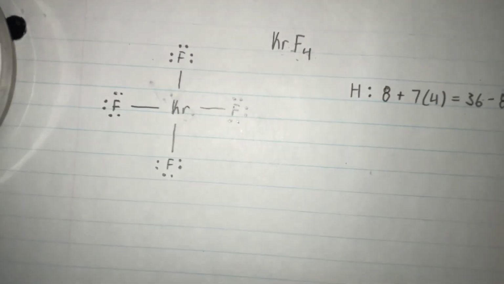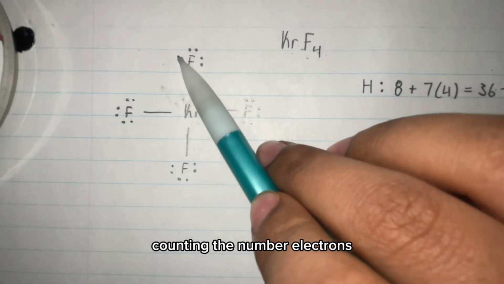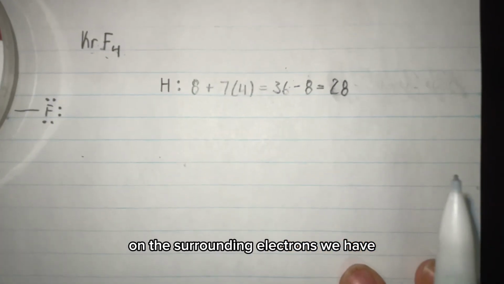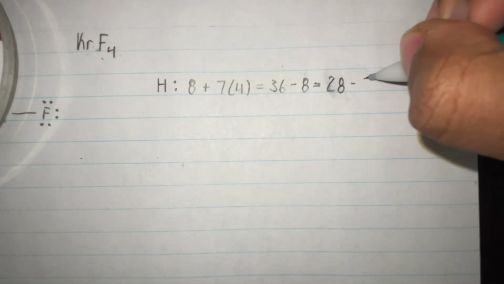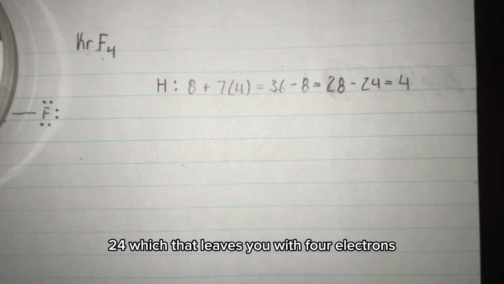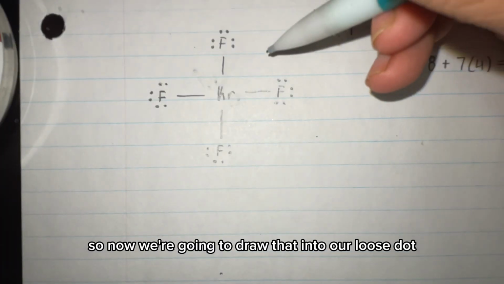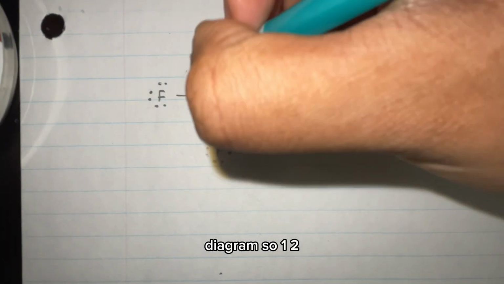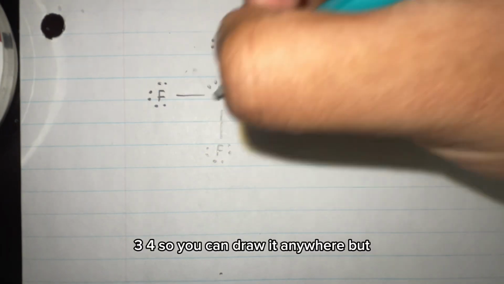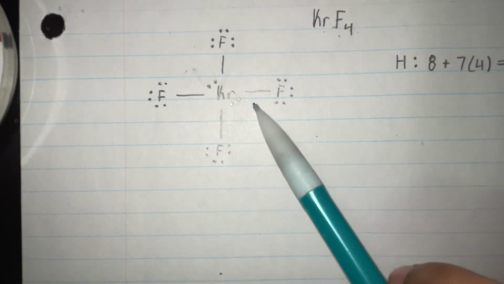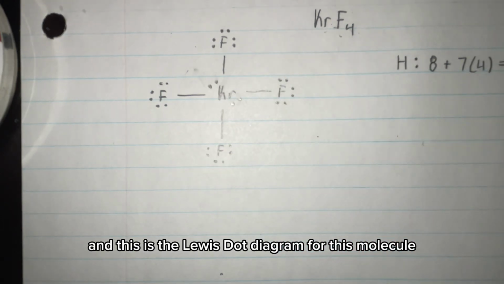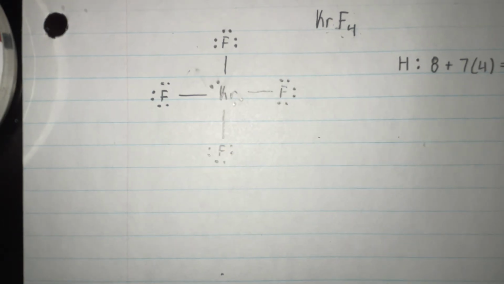And then counting the number of electrons on the surrounding atoms, we have 24, which leaves you with 4 electrons. So now we're going to draw that into our Lewis dot diagram. So 1, 2, 3, 4. You can draw it anywhere, but drawing it there for now. And this is the Lewis dot diagram for this molecule.